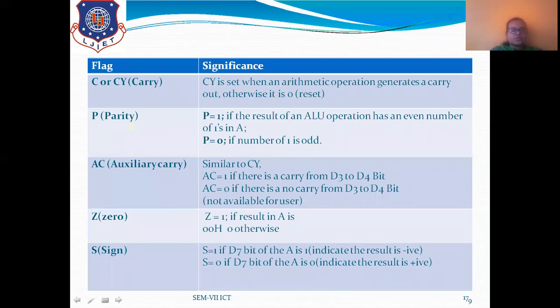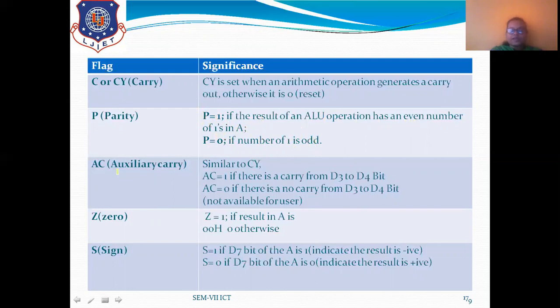Right, next, that is the parity flag. Parity shows whether the number of ones is even or odd. If the parity flag is equal to 1, then the result of the ALU operation has an even number of ones. And if the parity flag is 0, then the number of ones after the ALU operation is odd.